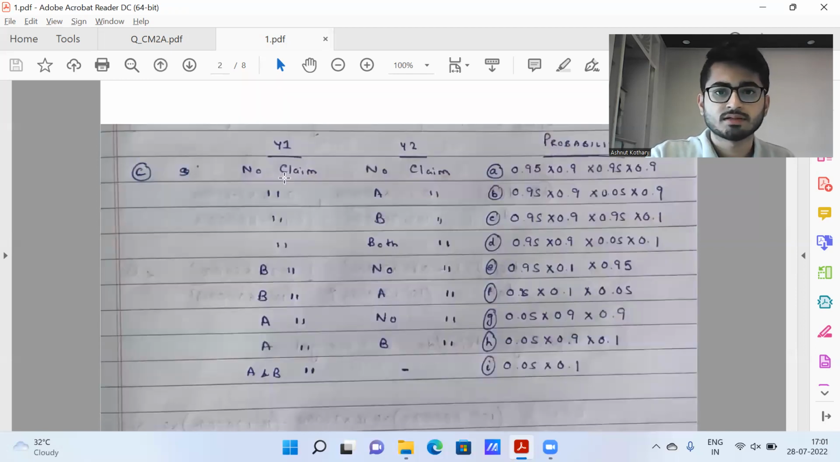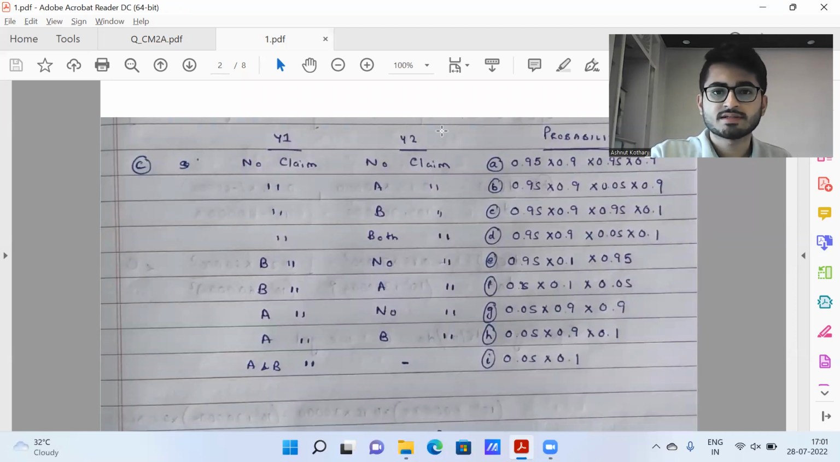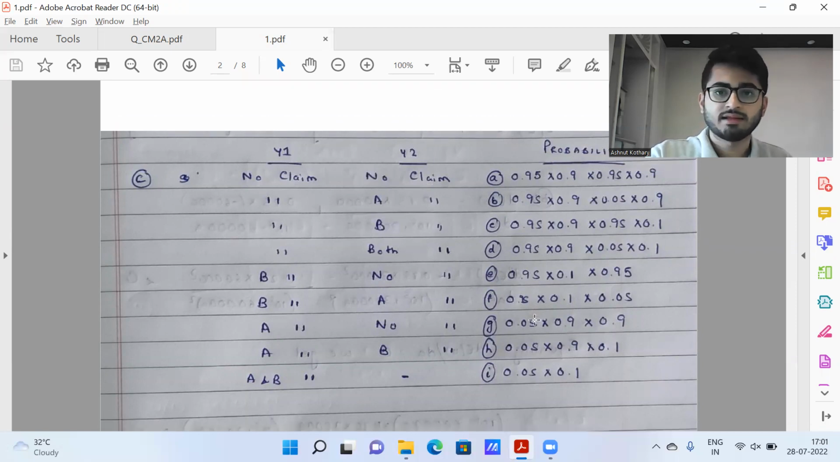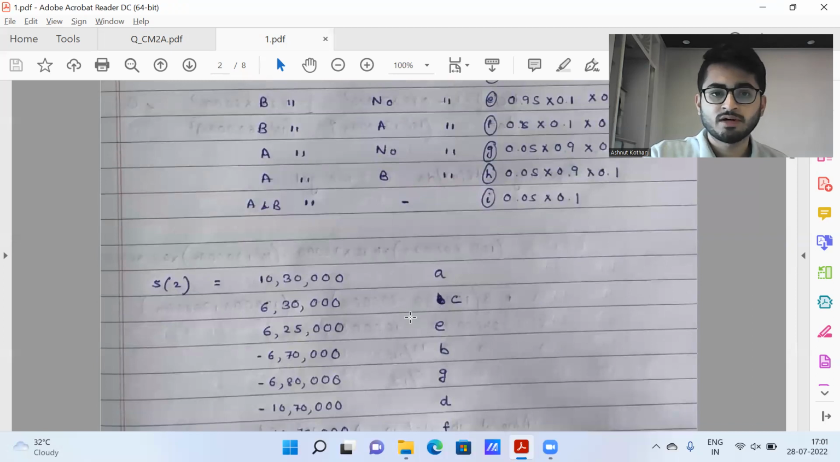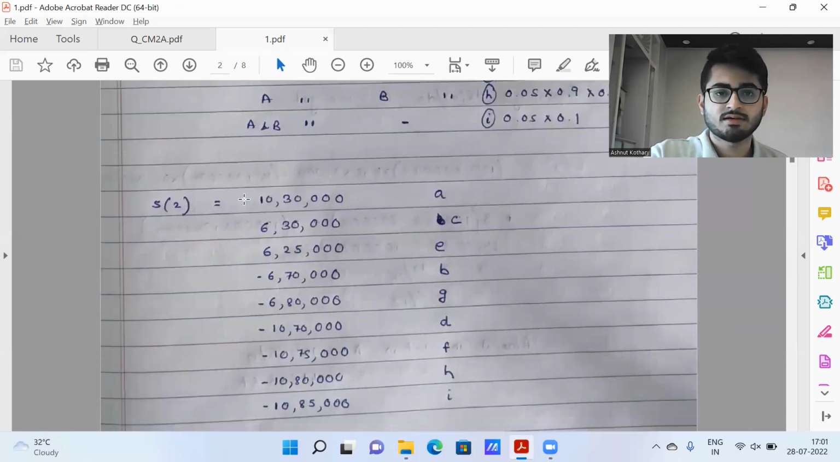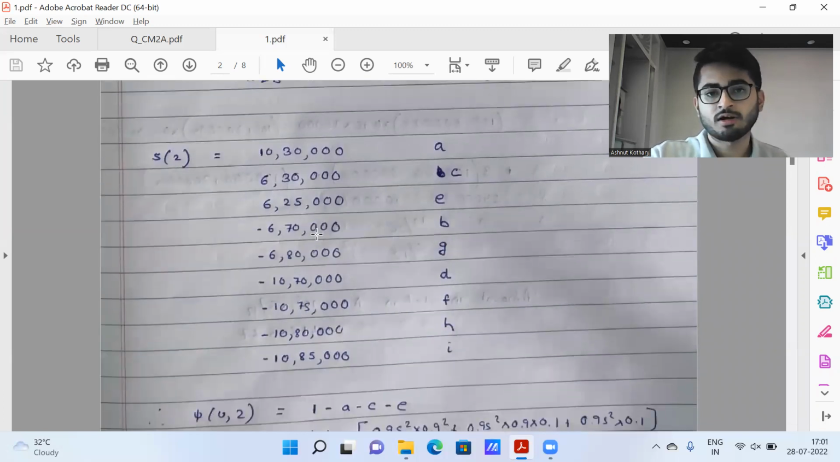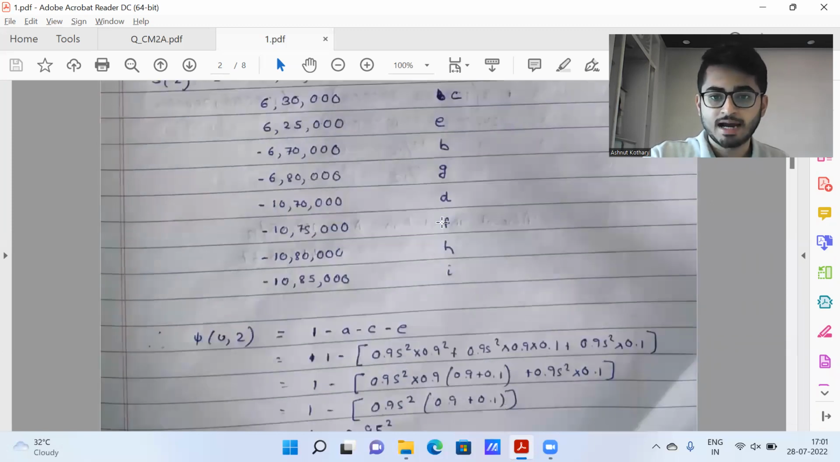And then for the next part, this is year 1, this is year 2, no claim, no claim. Here it's no claim, A claims, B claims, both of them claim, and so on. The respective probabilities I have written over here. And then finally, you all could calculate this easily as well. This is nothing but the surplus amount. So one way is, you add up all the probabilities where surplus is negative. Alternatively, you could do 1 minus A minus B minus C. So I've used that approach.